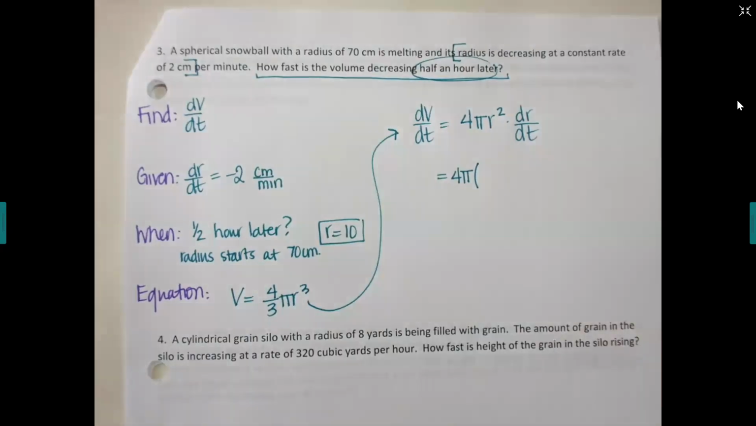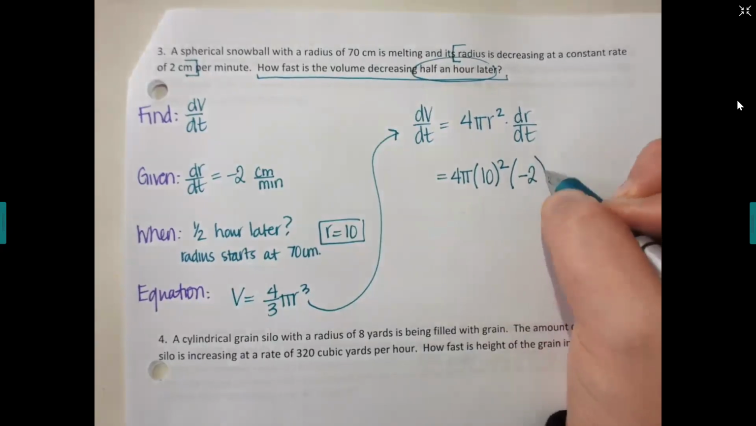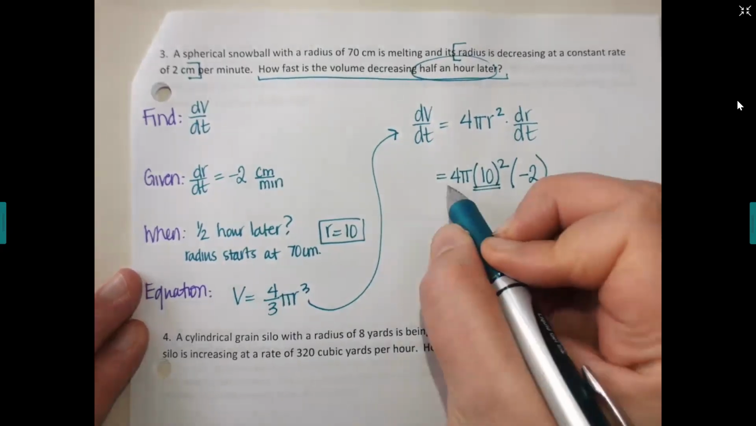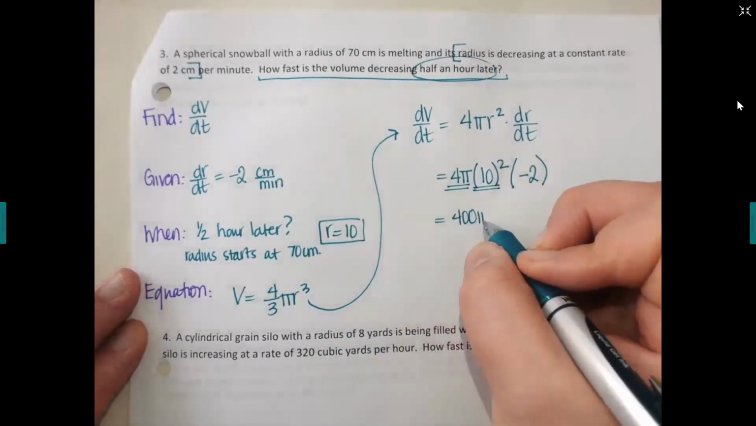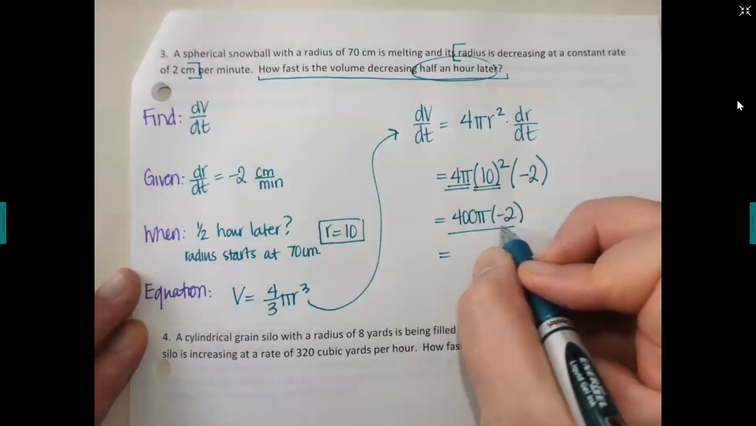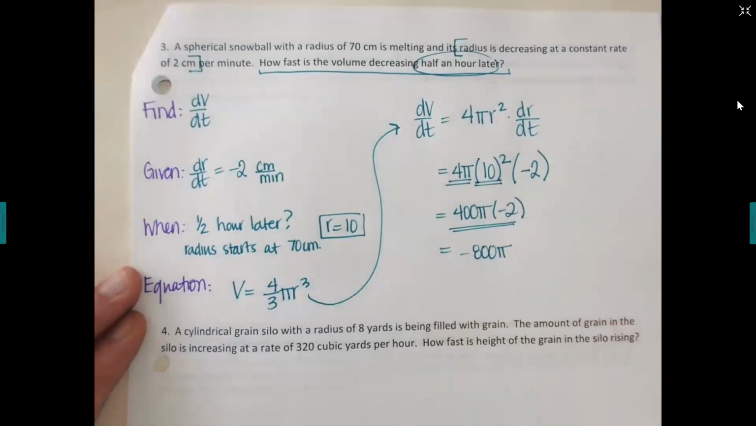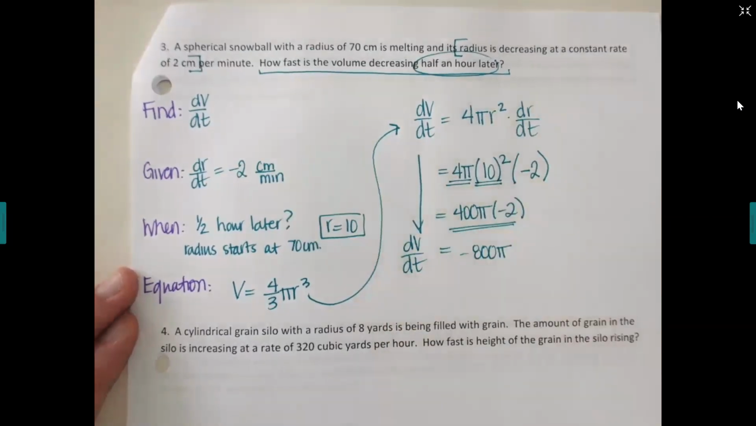Because remember, we don't want to know how fast it was melting at the beginning. We want to know half an hour later, the radius is only 10 at that point. And then my dr/dt was -2. What is 10 squared? 100 times 4 pi. That would be 400 pi, and then times that by -2. 400 times -2 would be -800 pi. Then all the way down, that would be dV/dt equals that value.